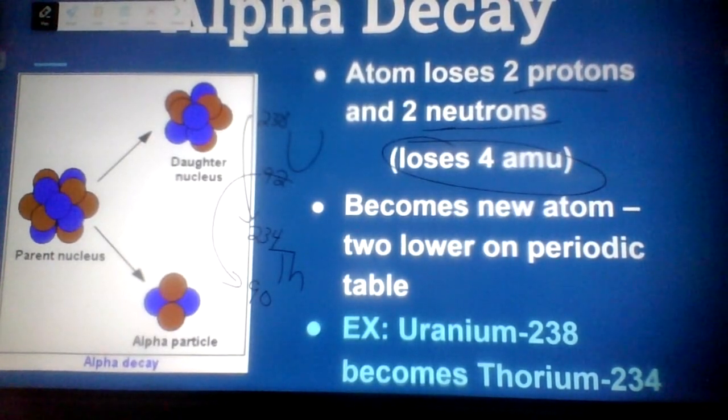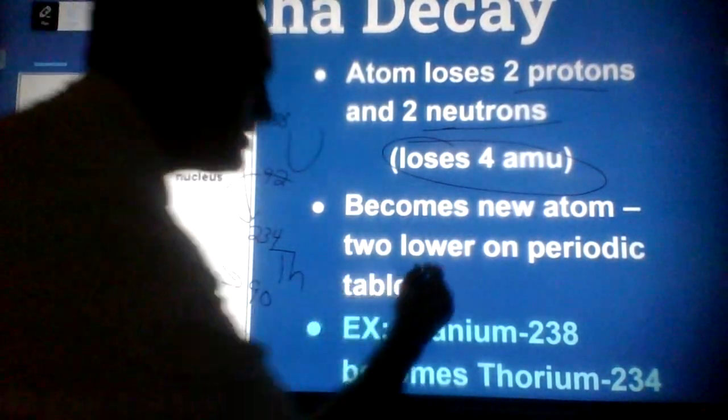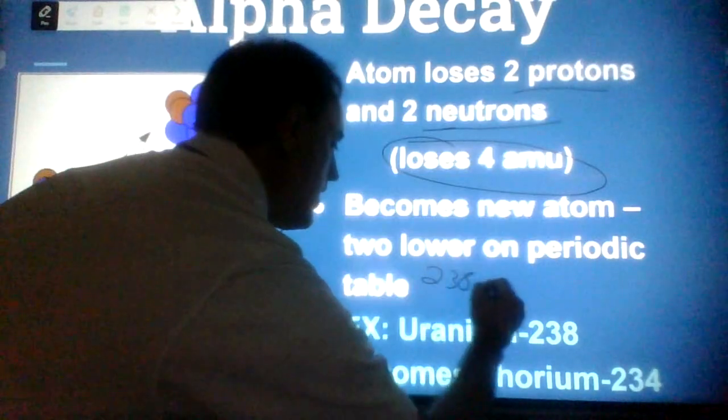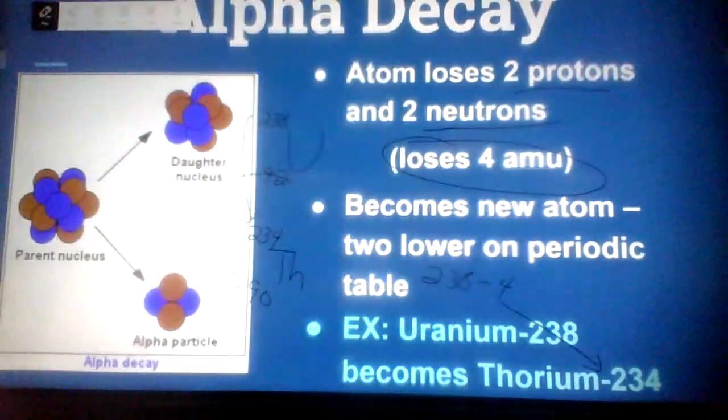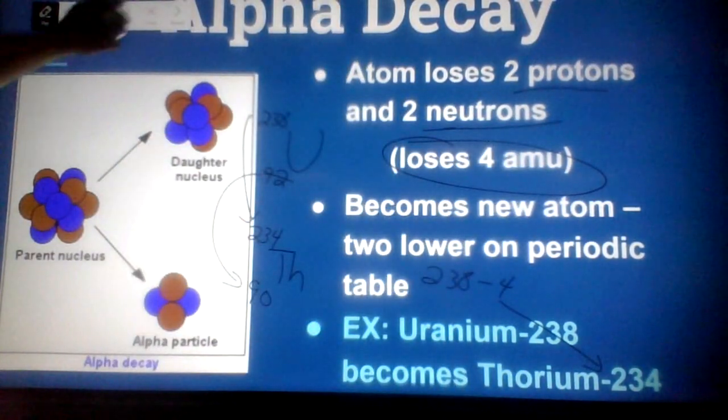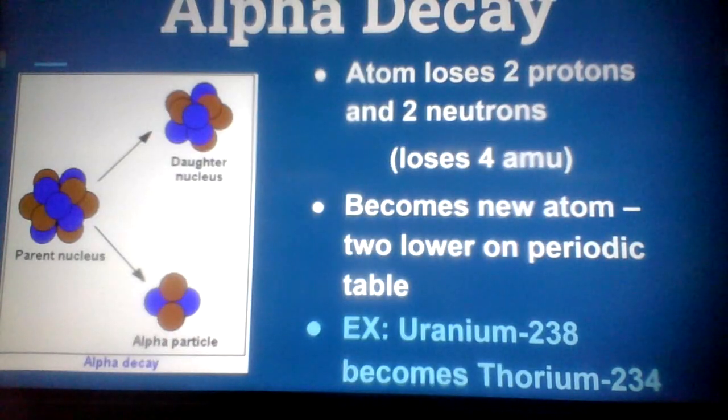This would be thorium-234 because we started with 238 and lost 4 atomic mass units. That's going to equal 234. We'll get a lot of chances to talk about that and do some practice problems.